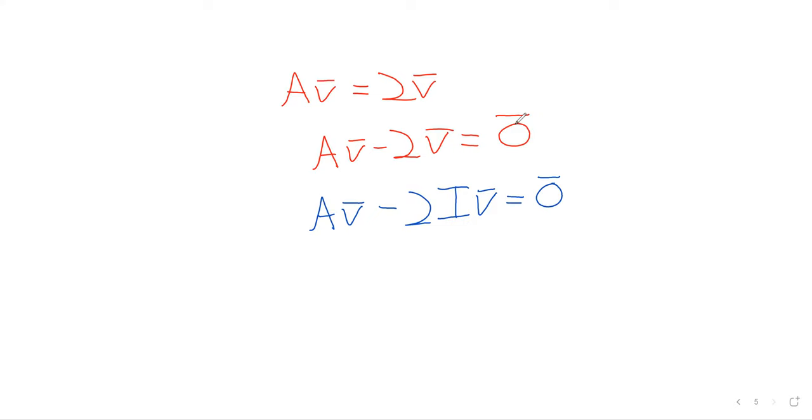So we have A V minus 2 times the identity matrix times V equals 0. And now when we pull V out, we get a legitimate statement. 2 times the identity matrix is a matrix. So we have a matrix minus a matrix. That's defined. It's a matrix times a vector equals the 0 vector. And we can solve this using Gauss-Jordan elimination.